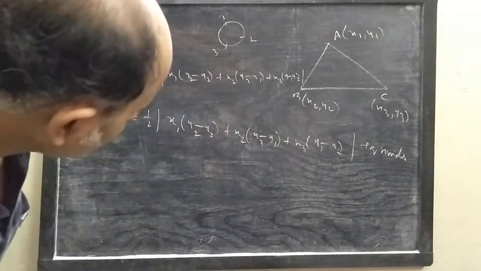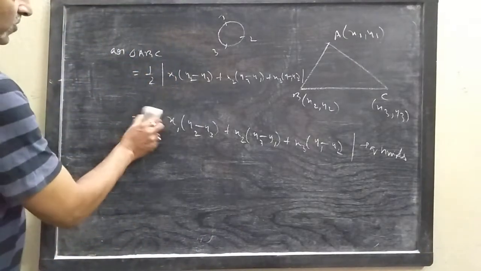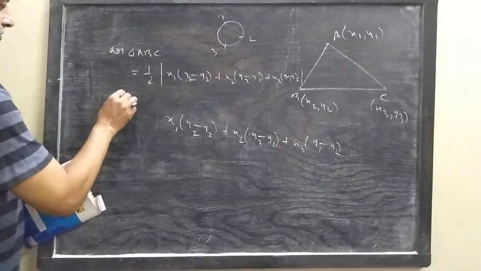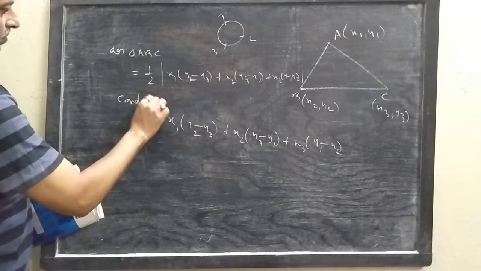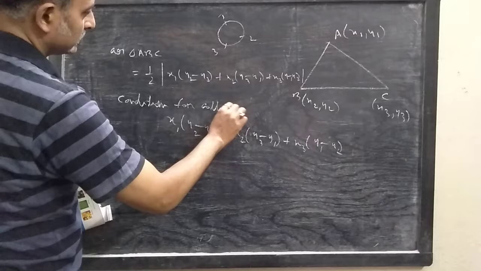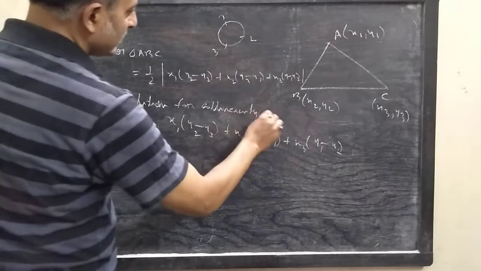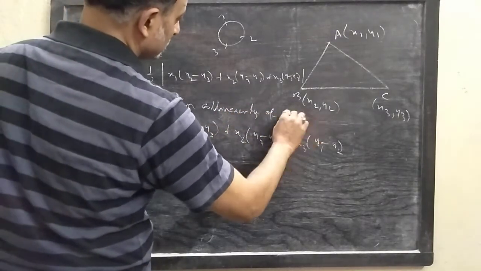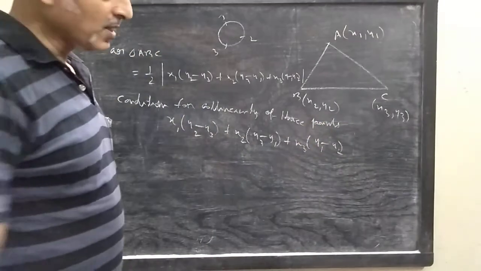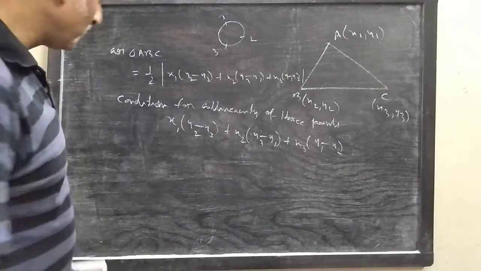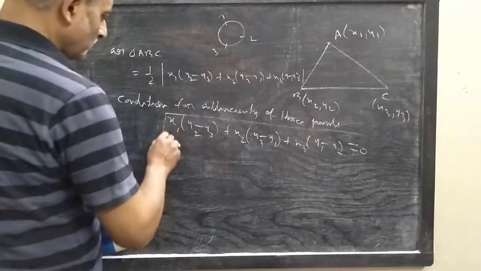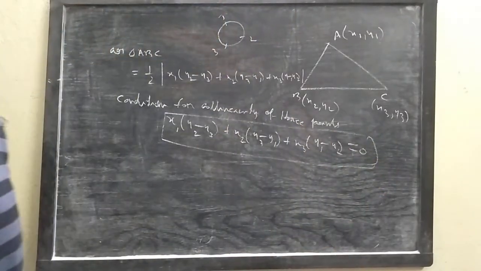From this, we have the condition for collinearity of 3 points. When 3 points are collinear, then the area of the triangle formed by them should be 0. So this quantity will be 0. This is a very useful and important condition for 3 points to be collinear.